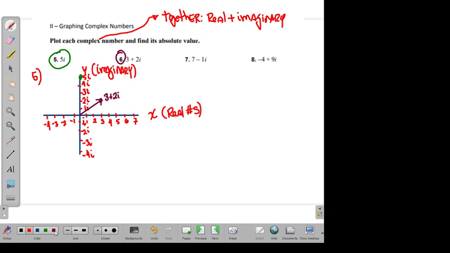We're going to use a different color for that one, maybe a blue one. Now, question number 7 says 7 minus i. I'm going to go to 7 because that's the real. The first is the real. And then it goes 1 down. And that's it. And then I make an arrow. I make an arrow from 0, 0. There. And that is the answer for number 7.